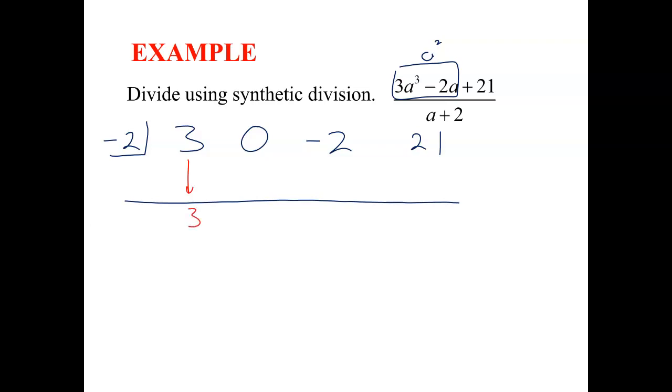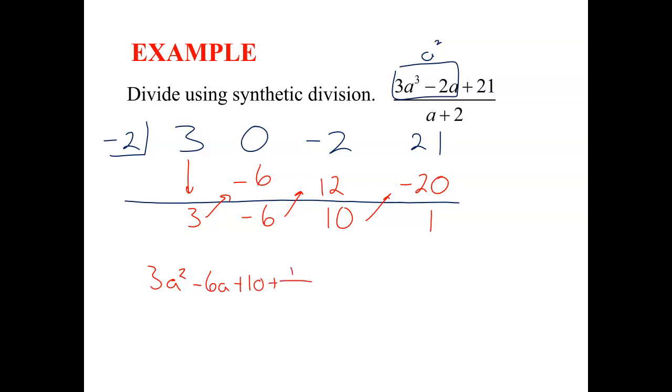Then. Good. Multiply to get -6. Add it to get -6. To get 12. Times to get -20. Add to get 1. So I'm going to have 3 what? Good. Keep going. Minus 6 plus 10 plus 1 over a plus 2.